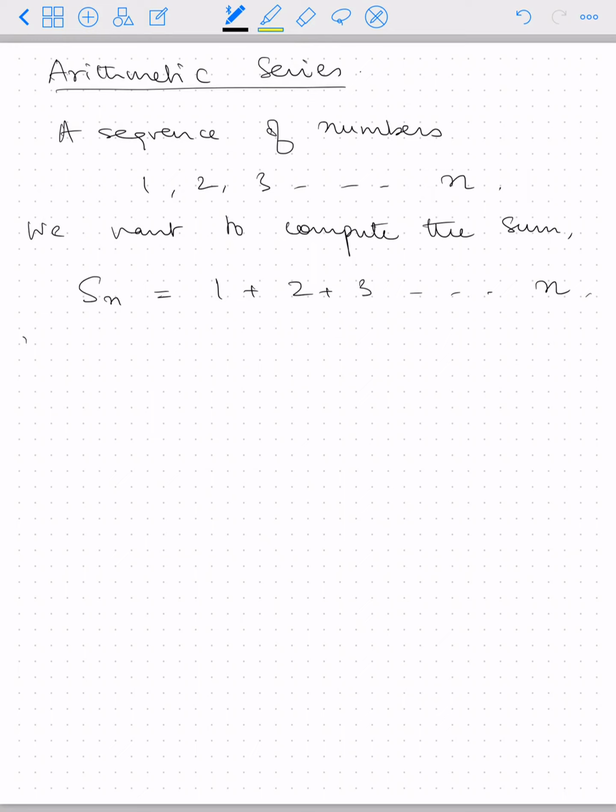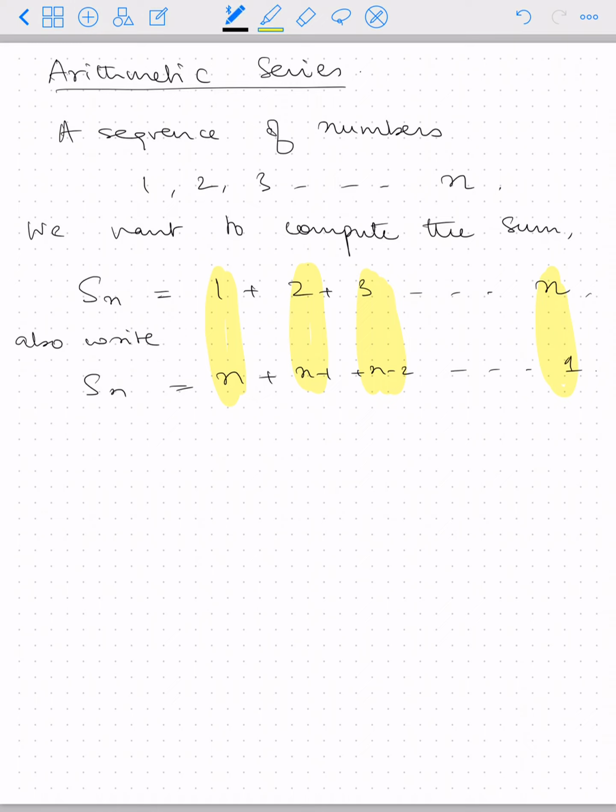Now note that I can also write Sn is equal to, I'm just going to flip the numbers, so I can write n plus n minus 1 plus n minus 2 all the way up till 1. So now if you see here, you can start noticing that I will have these sort of pairs. So I can look at 1 and n, 2 and n minus 1, and 3 and n minus 2, and all the way up till this final pair of n and 1.